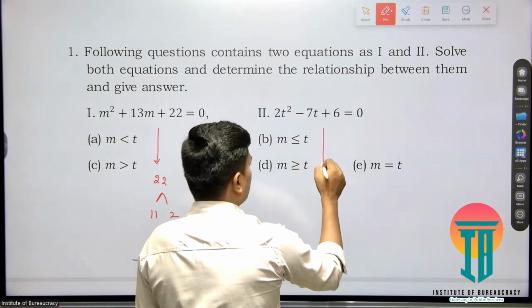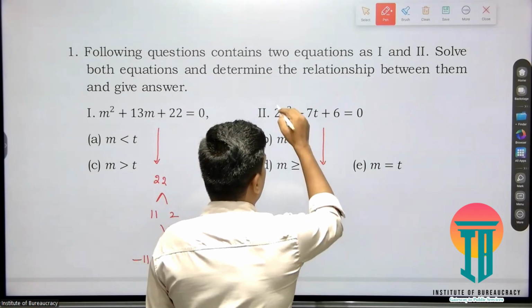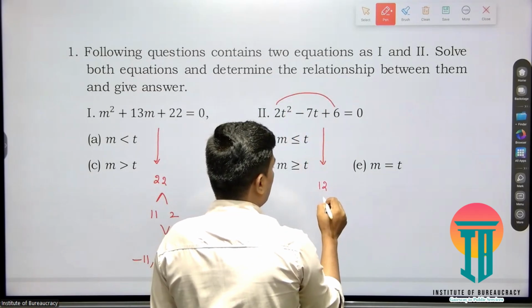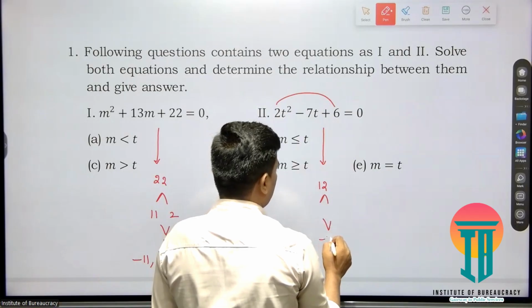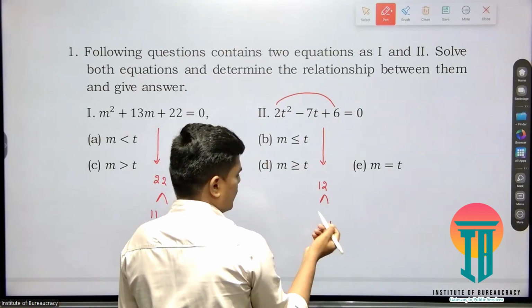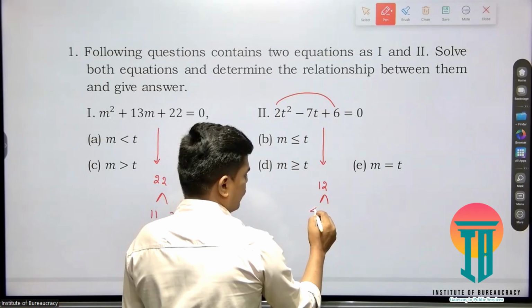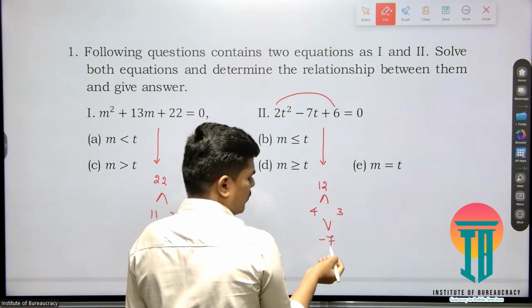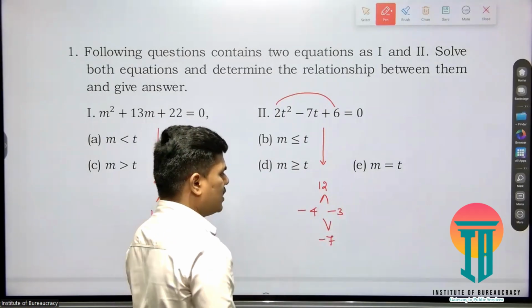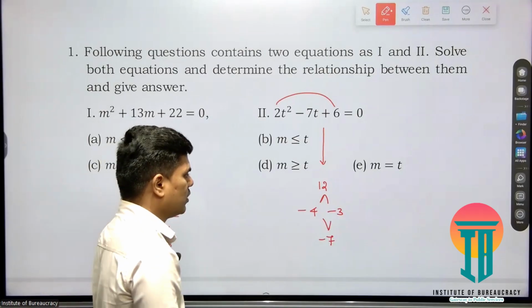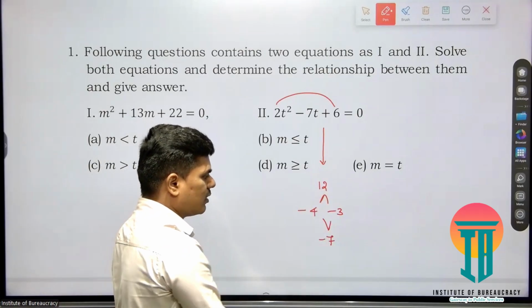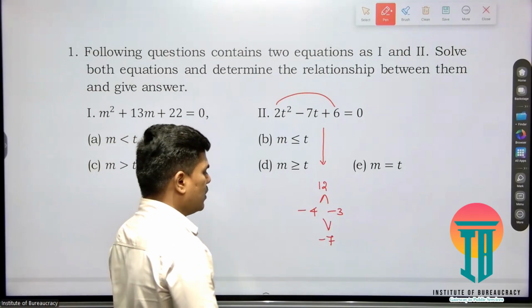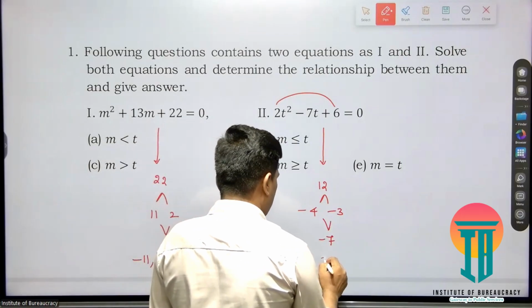Similarly, for this, if you multiply, you should get 12. And if you add them, you should get minus 7. What are the two numbers here? 4, 3, 12. But I want to get minus 7. Therefore, minus 4, minus 3 will give plus 12 if you multiply. If you add them, we will be getting minus 7. Therefore, here the roots are 4, 3.